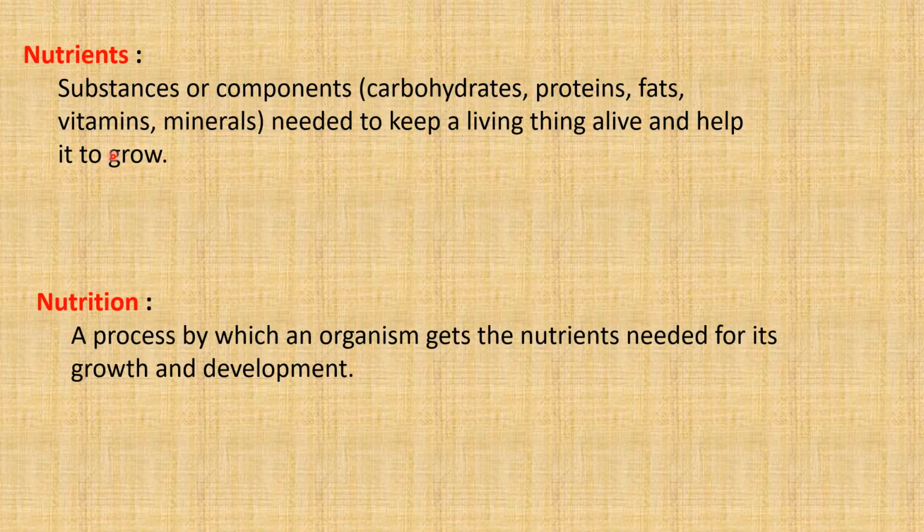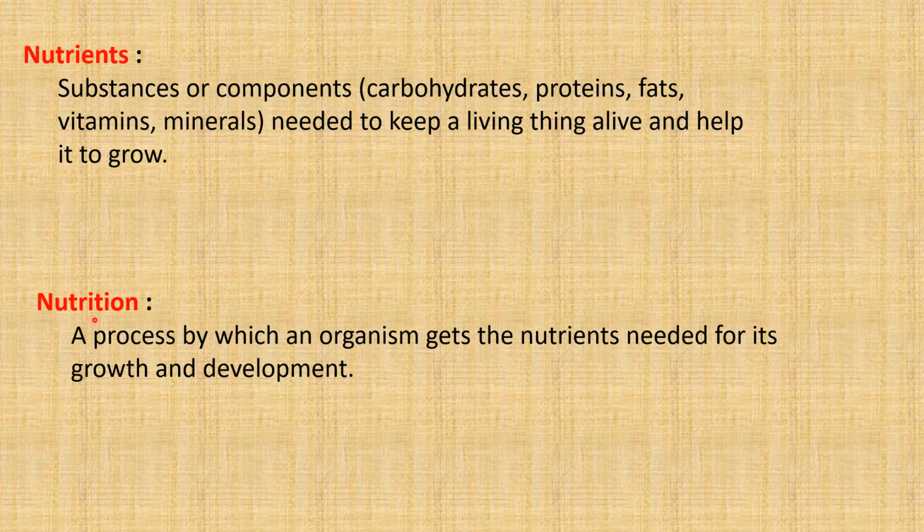So now we learn about the nutrients. What are nutrients? Substances or components, that are carbohydrate, protein, fats, vitamins and minerals, needed to keep a living thing alive and help it to grow. So we already knew that food consists of some components: carbohydrate, protein, fat, vitamins and minerals. These components are the nutrients. These are helpful for a living thing to stay alive and to grow.